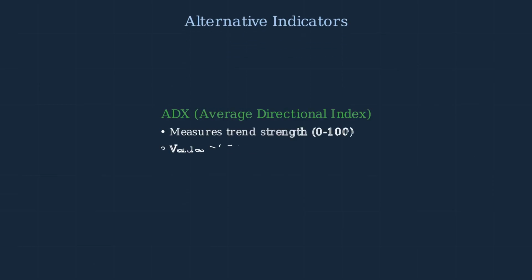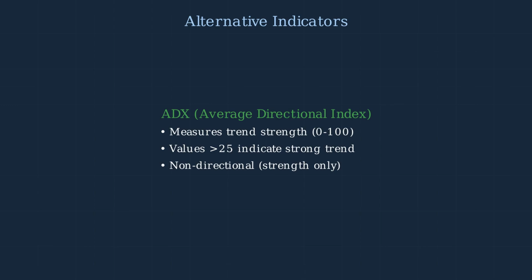Let's explore alternatives to the chop zone indicator, each with unique characteristics and applications. The average directional index, or ADX, measures trend strength on a scale from 0 to 100. Values above 25 indicate a strong trend. Unlike the chop zone, ADX measures only strength, not direction.